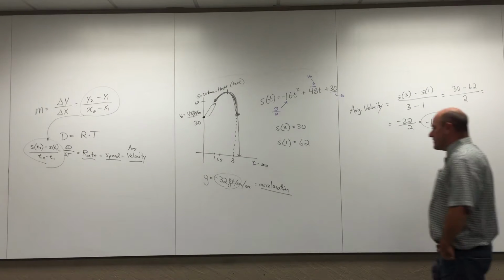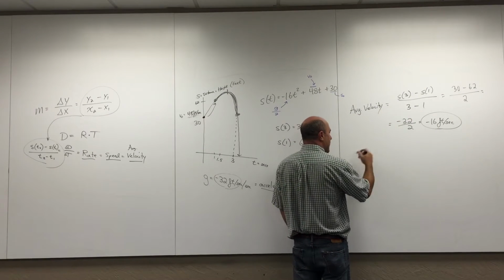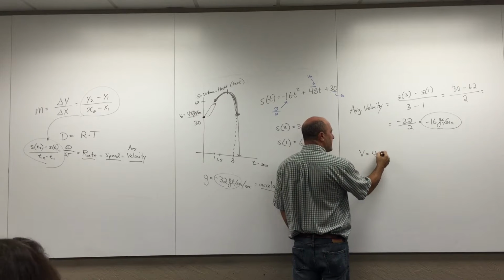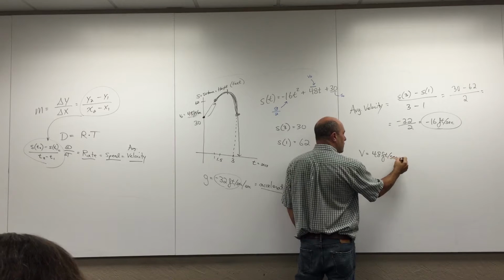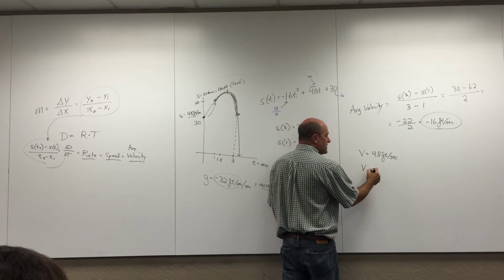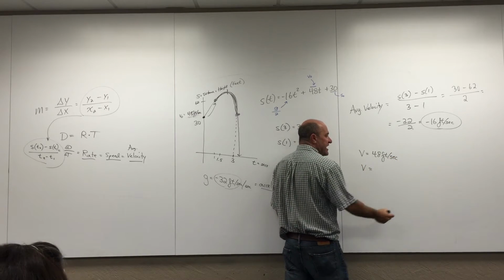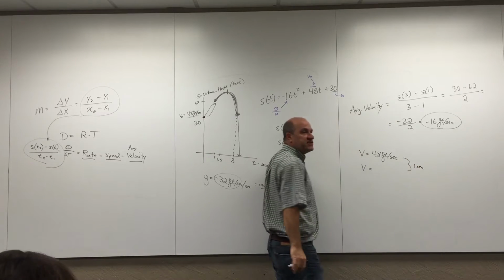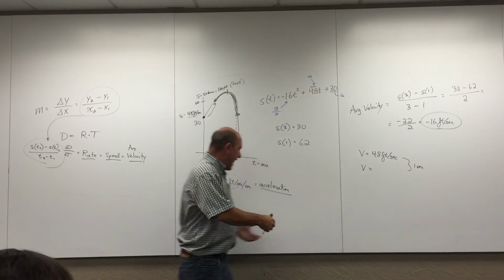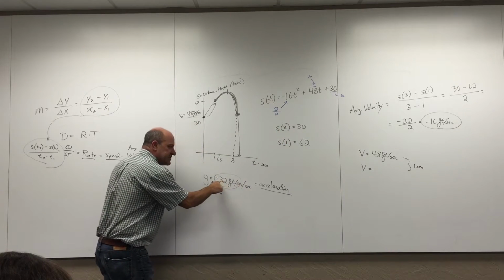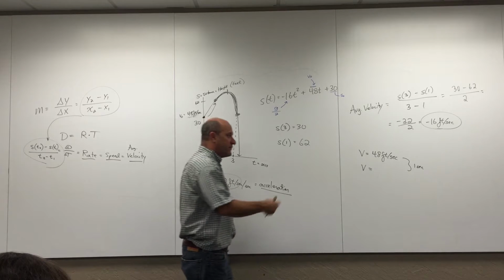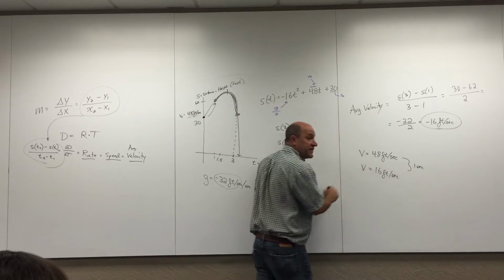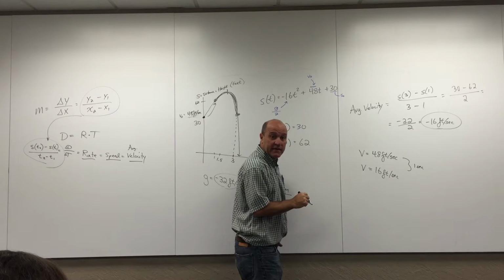What did I start off with? My velocity was 48 feet per second. Well, what happens after 1 second? After every second, it changes by negative 32 feet per second. So what is it after 1 second? 16. That is my instantaneous velocity at 1 second.